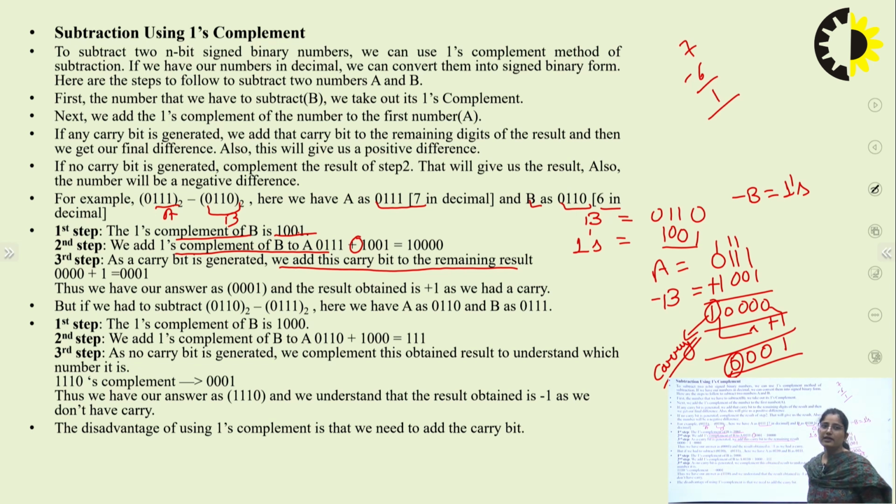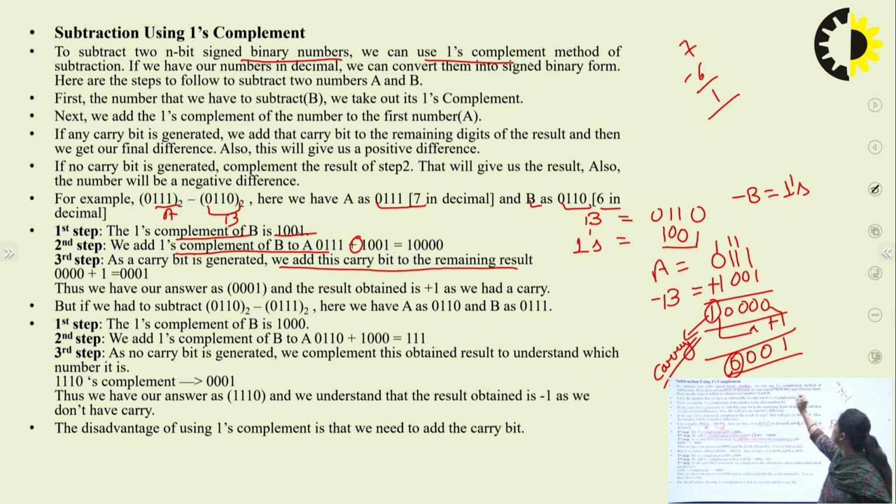Again, see what the theory portion is saying, to subtract 2 n-bit signed binary numbers. When we have signed numbers, the sign will be considered; unsigned numbers will not have any sign. But in signed numbers, the MSB bit matters, whether it is 0 or 1. When the MSB bit is 0, it is a positive number, and when the MSB bit is 1, it is a negative number.